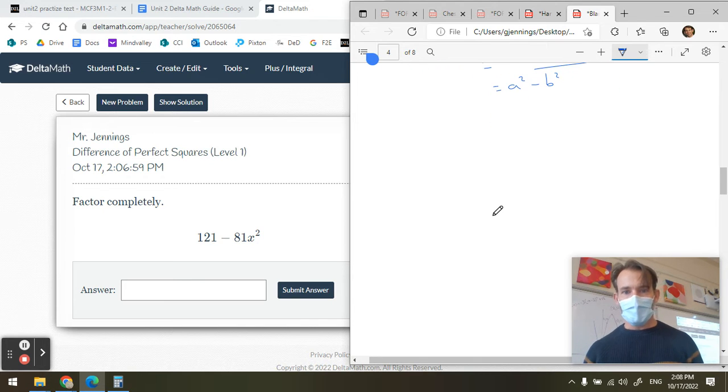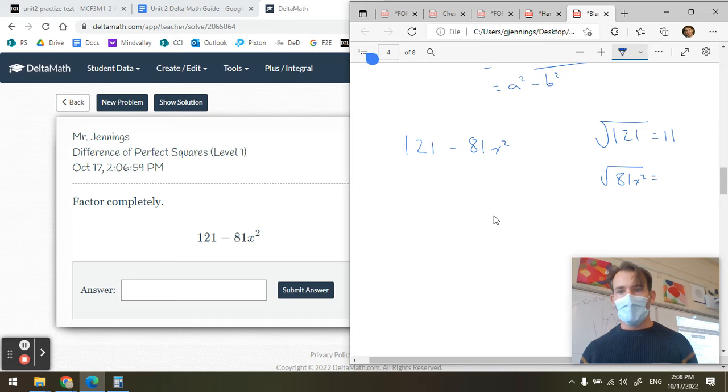So let's break this down. A question like 121 minus 81x squared can be broken down in this way. I know that the square root of 121 is 11. So I know that 121 is a square because it square roots an integer. And then the square root of 81x squared happens to be 9x. If you square 9x, you'll get 81x squared. All right? So we can recognize those.